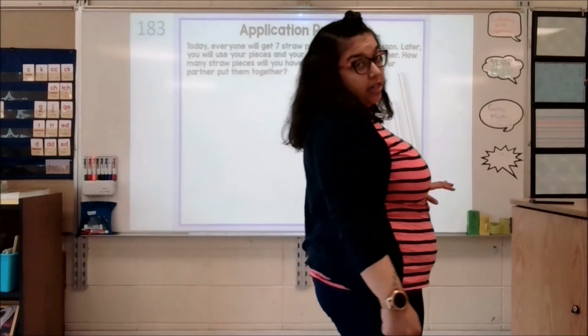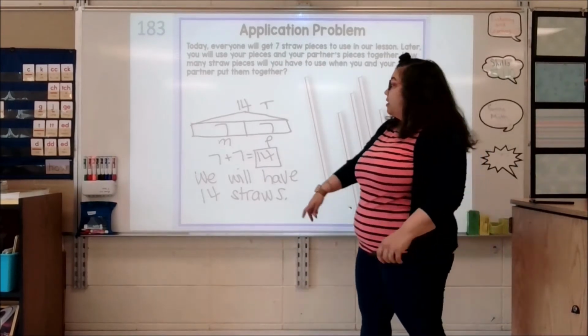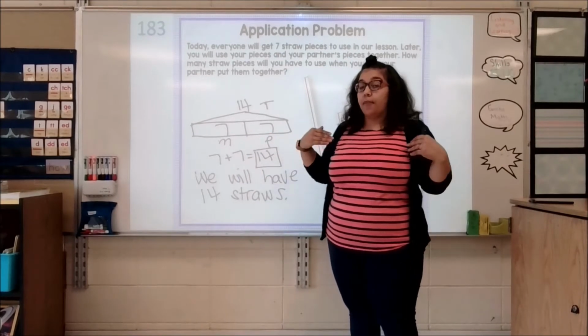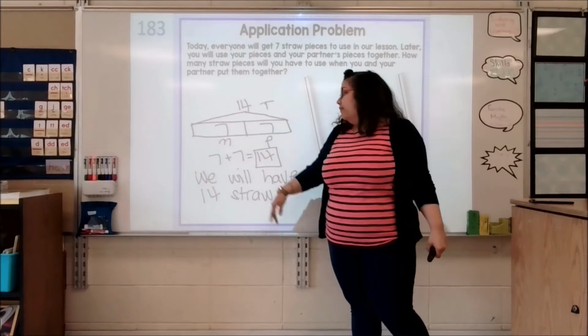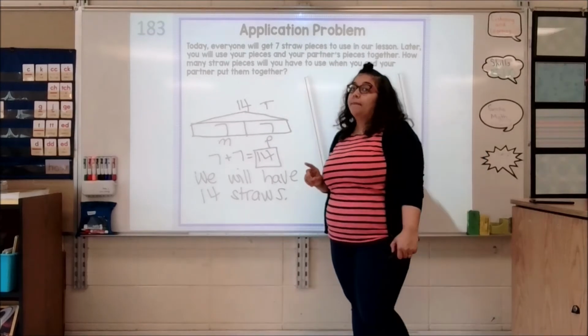All right, great job. So this is what I did. I used the tape diagram model. So mine and my partner's, my 7 and my partner's 7, because our parts are the same, left us with a total of 14 straws or 14 straw pieces.